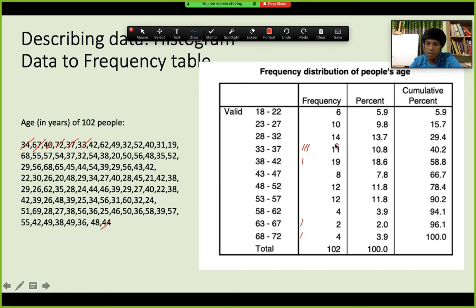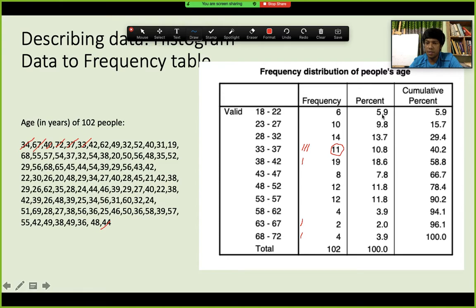Then we will just write 11 bars we have here after doing all this, and then you will see automatically this number will come. This is the frequency. This frequency means between 18 to 22 years there are 6 people. Between 23 to 27 years there are 10 people.